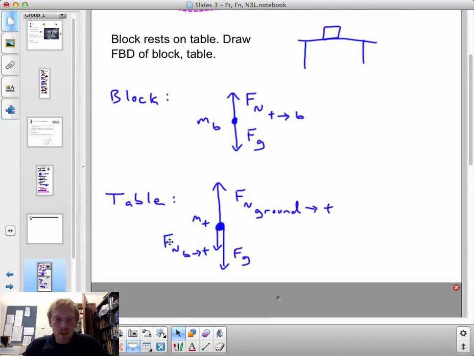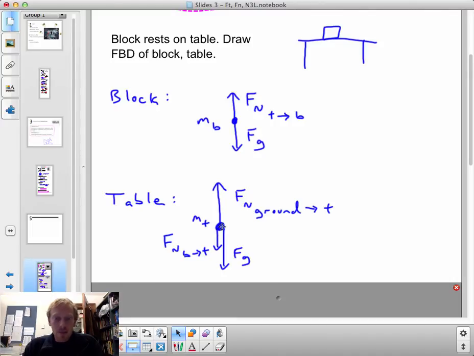And I've written out FNB on T to sort of clarify here in the subscript. It's the block on the table. So the downward force of gravity acts on the table. A downward normal force from the block acts on the table. But the table's not accelerating down, so there must be a normal force up exerted on it by what? I guess the ground that it's resting on.